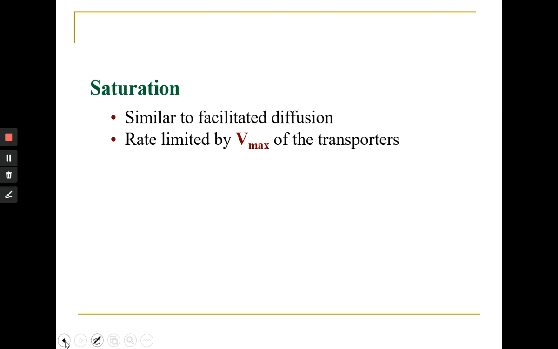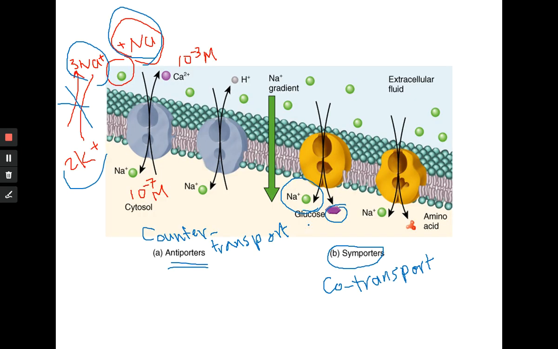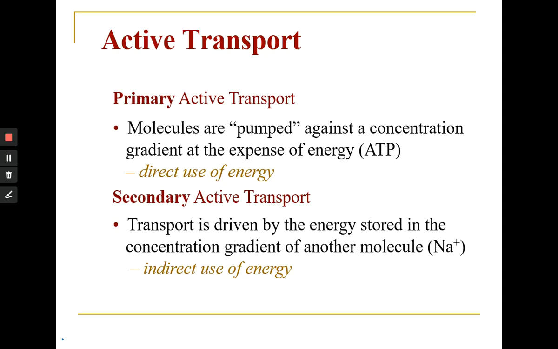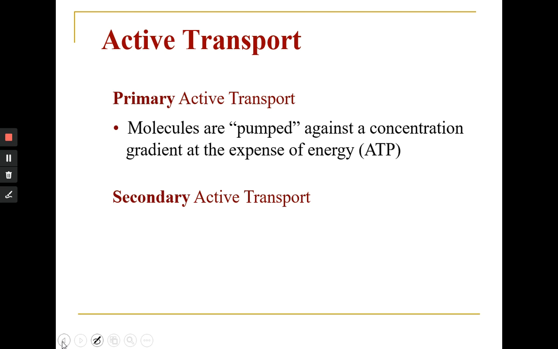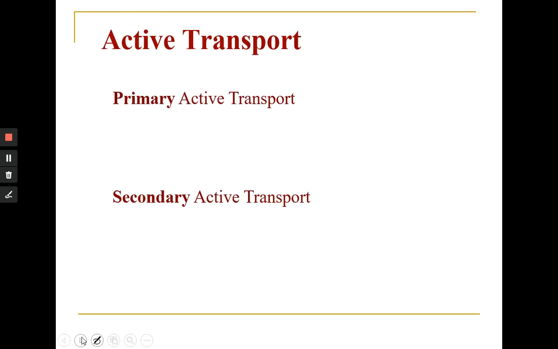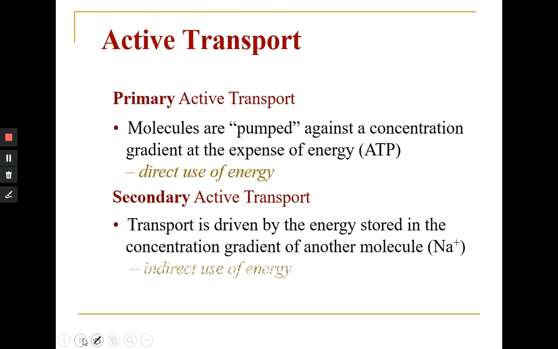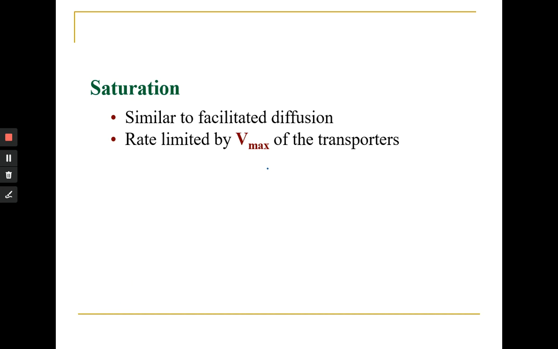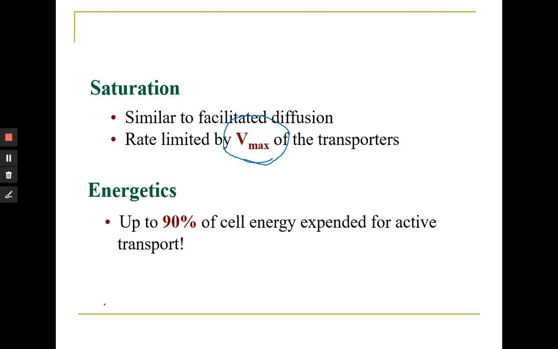Then compare secondary active transport with primary active transport, since they have a carrier. So the secondary active transport has a carrier, and the primary also has a carrier. There is a protein, these carriers. And as you see, the proteins, their number is limited. Because their number is limited, they have saturation, they have Vmax, they have transport maximum, they are saturable. Energy: 90% of the cell's energy is expended on active transport.